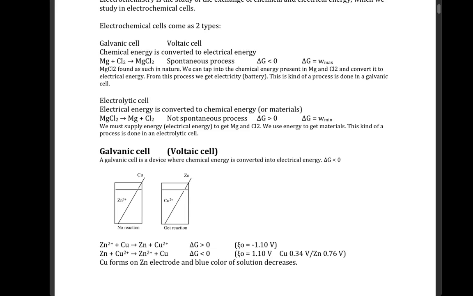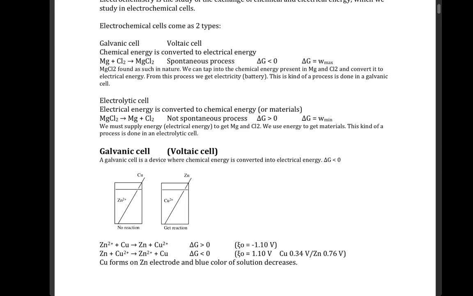So if we look at the two possible reactions, the first one, zinc 2 plus and copper yielding zinc plus copper 2 plus, delta G is greater than 0. We will see that the potential, which is that squiggly E, equals negative 1.10 volts, we will talk about that later. The fact that delta G is greater than 0 corresponds to a potential being negative. So that reaction doesn't occur. We would see that if we did that reaction. If we tried to set that one up and make something happen, nothing would happen.